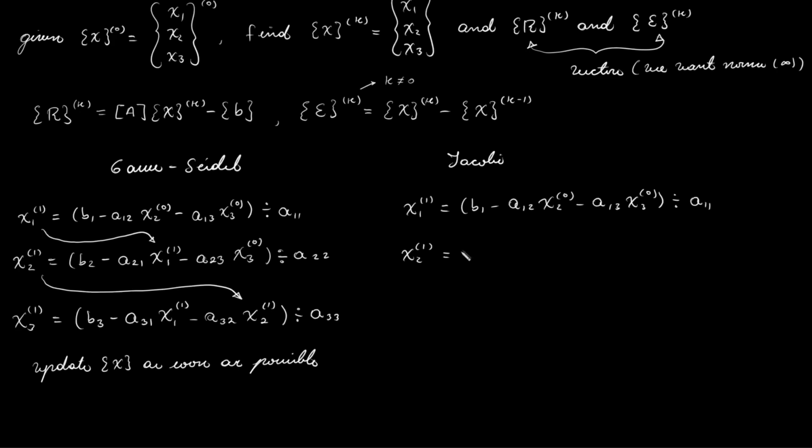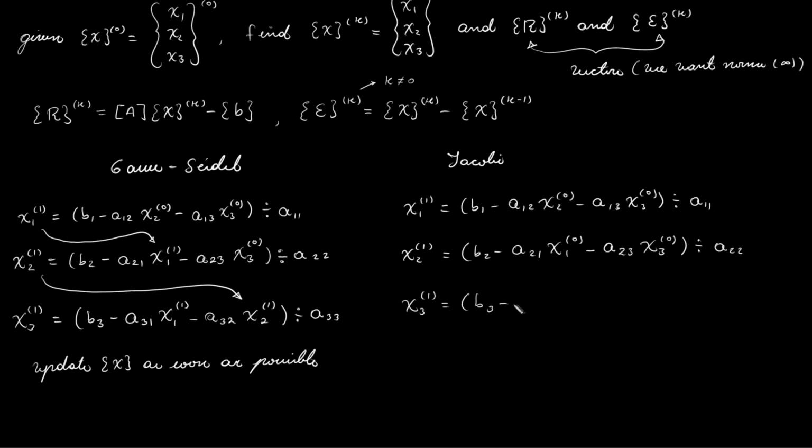Now x2, if I want to calculate the first iteration for the component x2, I'm going to have b2 minus a21, and then different than in Gauss-Seidel, this time I will use the x1. Even though I already found an approximation for x1, I'm not going to update it right away. I'm going to continue using the values from the previous iteration. So I wait till the end of my current iteration for me to update all my values. I don't update them as I go, which is what you do when you're dealing with Gauss-Seidel.